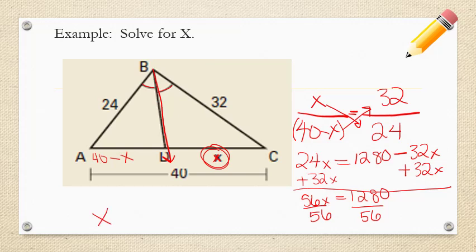And again, I am not going to get a clean answer for this. I'm going to get a funky decimal. So 1,280 divided by 56 is going to give me 22.86. And what if they asked me to find the length of AD? All we would need to do then is take 40 minus the value that we found. So keep that in mind that we're going to be able to find other parts like that if they're set up in such a way.